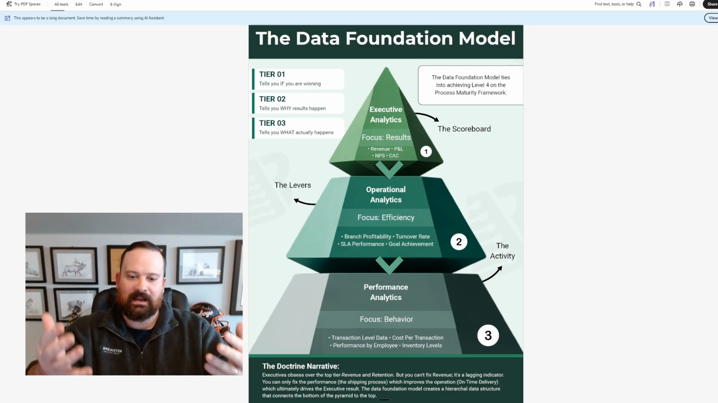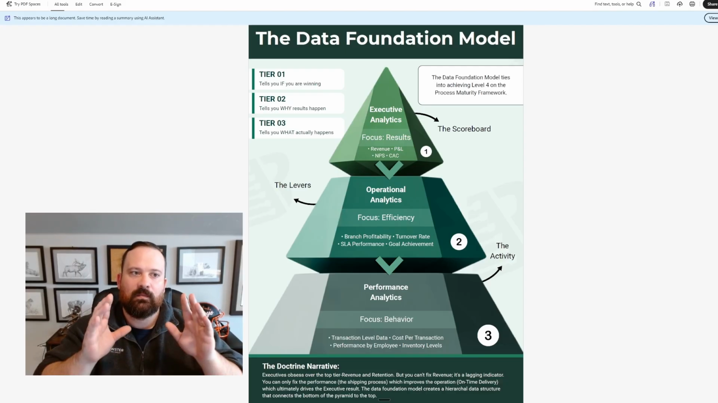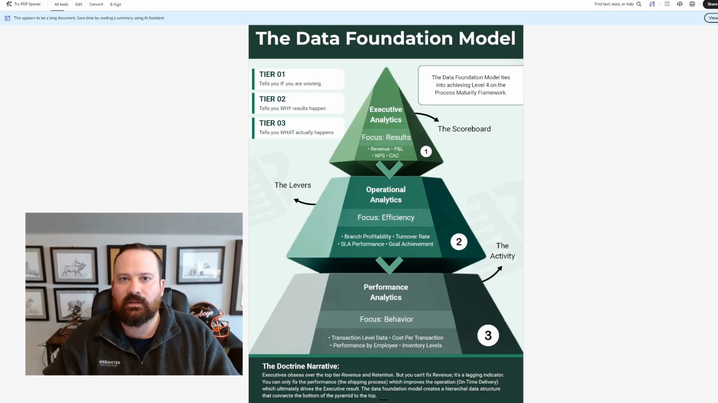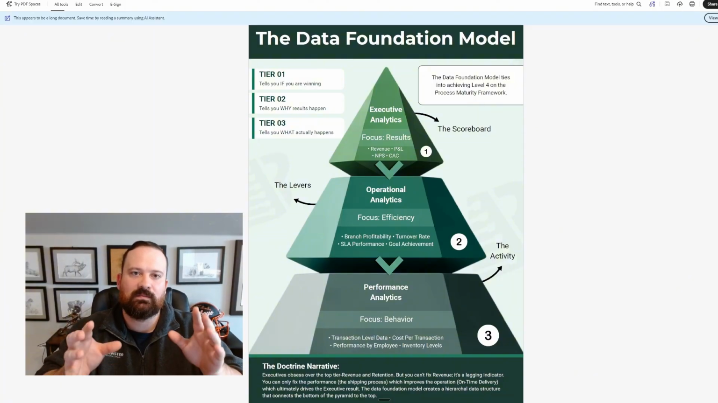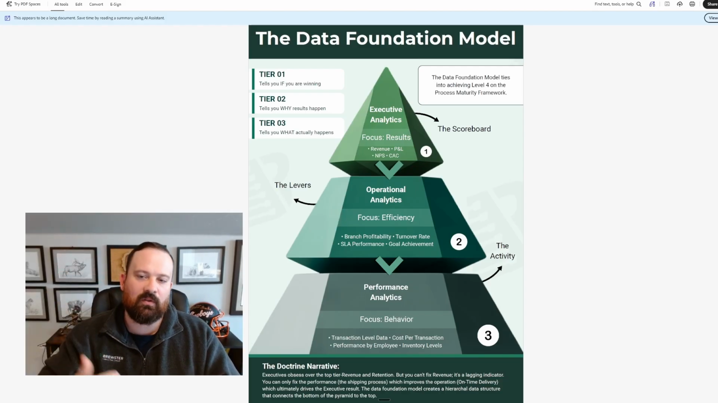But because they lack that hierarchical drill-through ability, they can't actually answer the question of why and what levers we need to pull to reverse that trend, right? And so pillar 2 of becoming truly data-driven using the Data First Doctrine as an operating system is building the data foundation model structure, building a hierarchical data structure that allows you to drill all the way through.